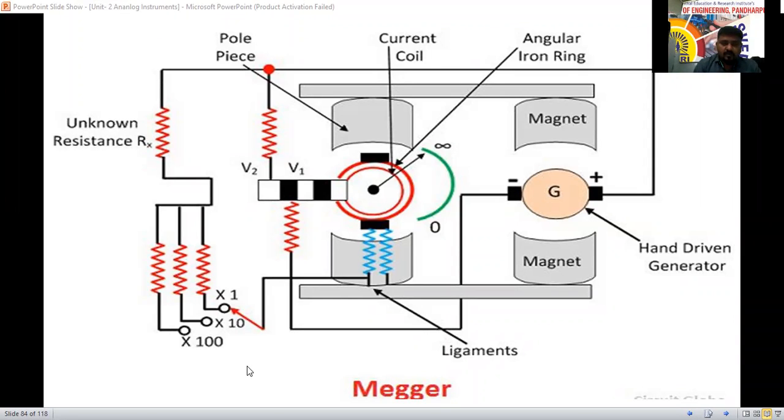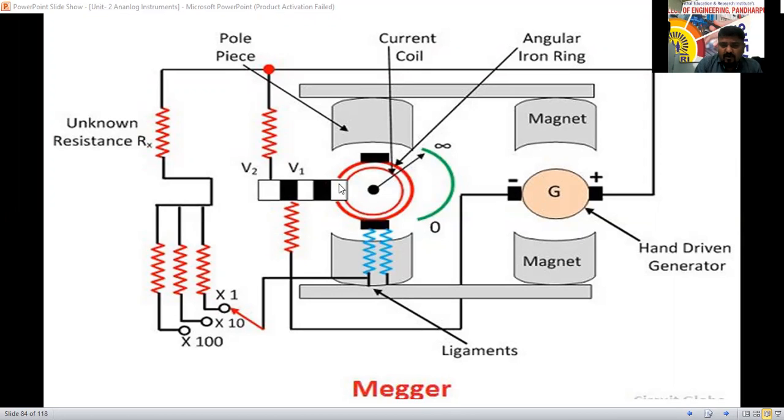See here, the springs we are using. The springs we are going to use here. Whenever the resistance is zero, that is, the unknown resistance whatever we are using is zero, in that situation these springs are going to compress over there. The pointer will start to come towards zero.